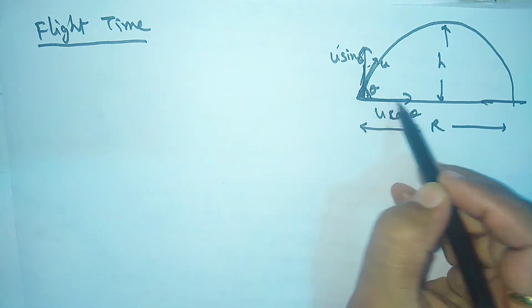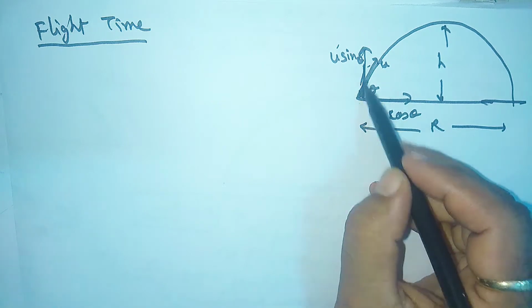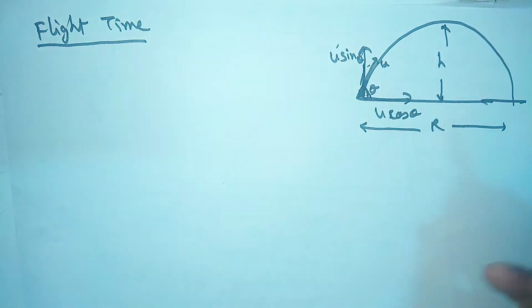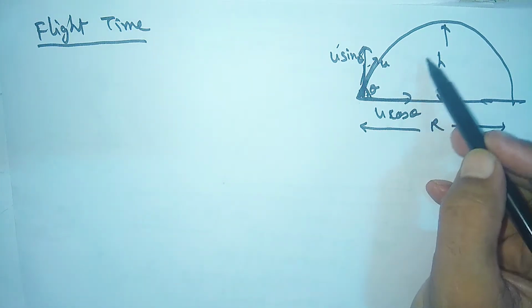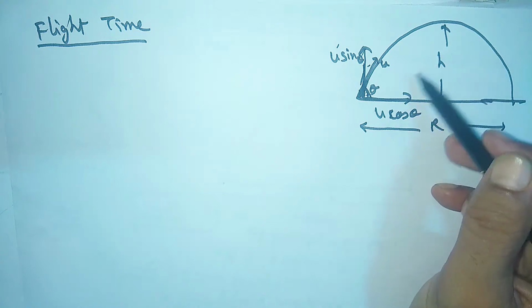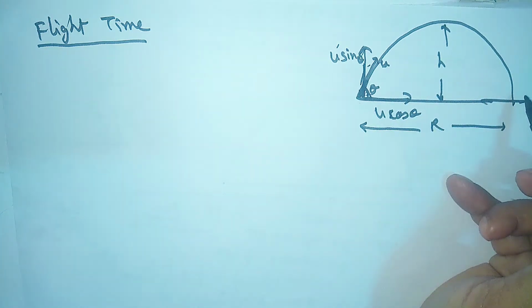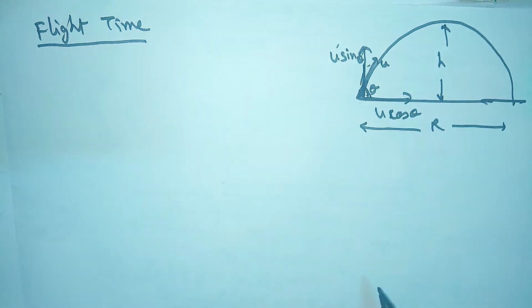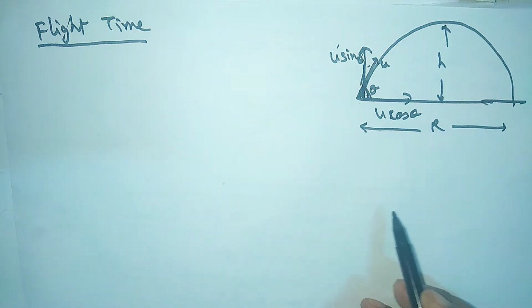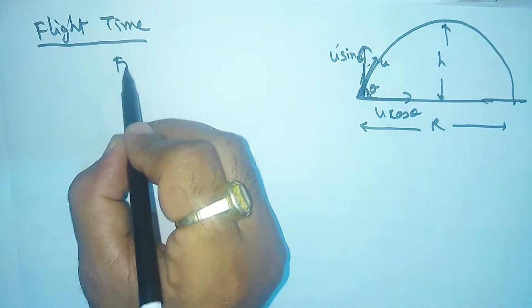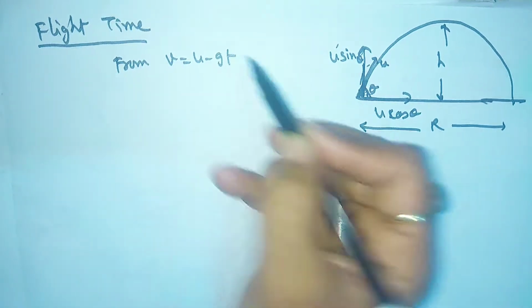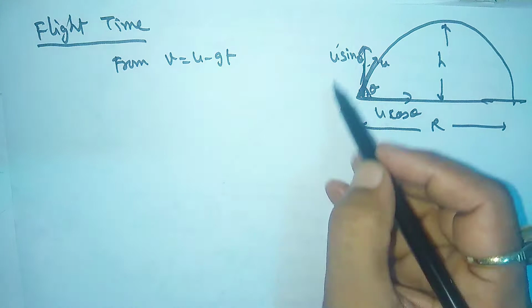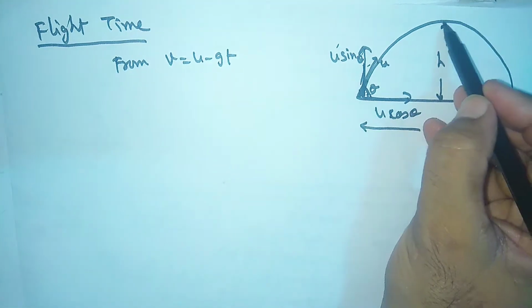Its horizontal component is u cos theta and the vertical is u sine theta. Okay, this is the range and this is the height. So first of all, you find the time in which the body or the projectile remains in the air. To find this, we will use the first equation of motion, v is equal to u minus gt. Okay, so final velocity at the top.